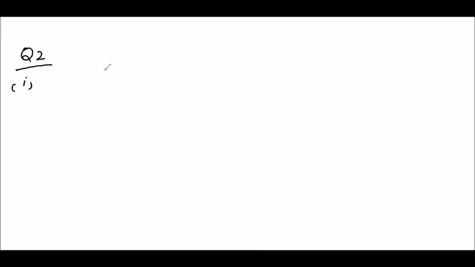Question 2 part 1, it is 4/6 and question is write in standard form or convert in standard form.